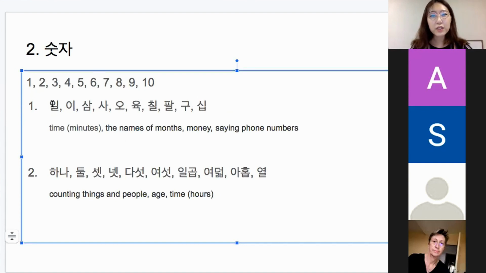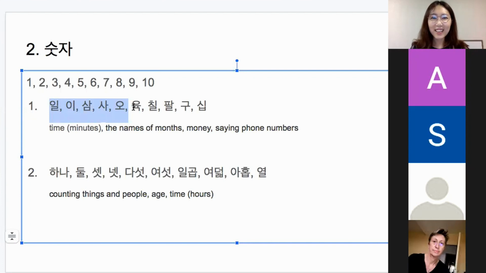Okay, I will read first, then you can repeat after me one or two times. So, 1, 2, 3, 4, 5. Okay, we will practice until here. So 1, 2, 3, 4, 5, meaning 1, 2, 3, 4, 5.